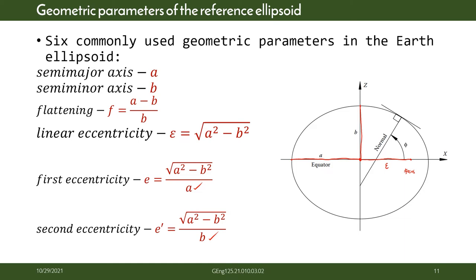Some formulas recommend the second eccentricity. Other formulas, the basic or textbook formulas, usually use the first eccentricity. Either way, it depends on your computational accuracy. As long as you are consistent with the computation, the end results will not be far from each other whether you use the first eccentricity or the second eccentricity.